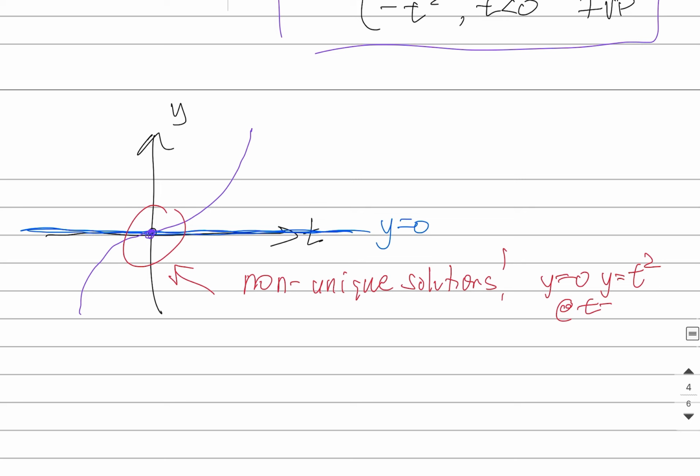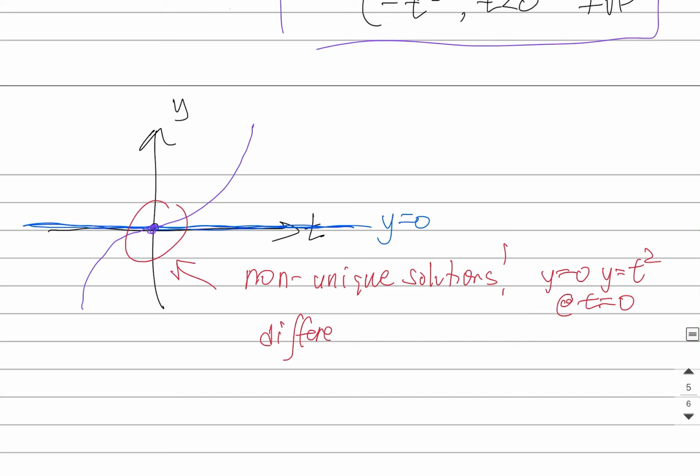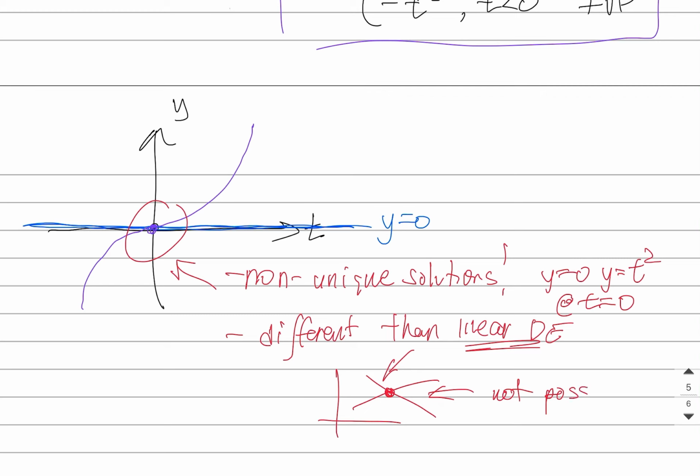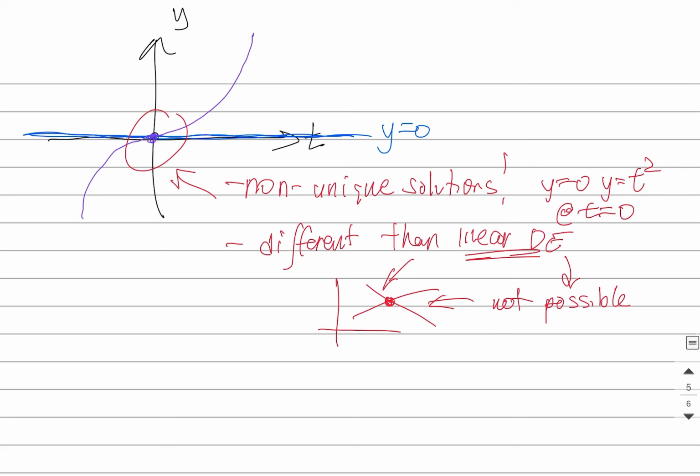That didn't happen for linear equations. This is different than a linear DE. In a linear DE, we always get unique solutions. That means in a linear DE, you can't have solutions crossing. That's not possible. But in a nonlinear equation, you can. Solutions can cross. These two simple examples are meant to show you, not to dishearten you, but to show you that we're dealing with a very different animal now.